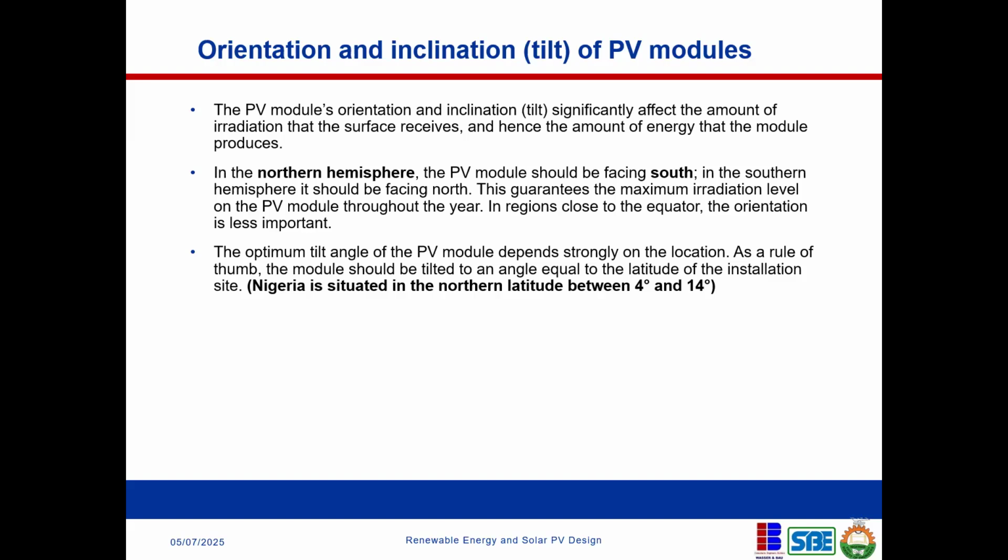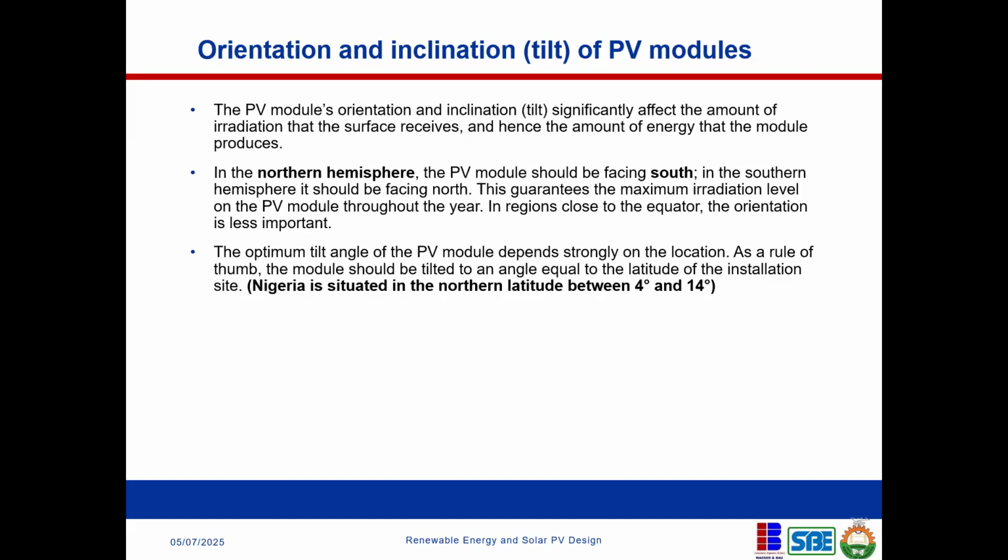So Nigeria is situated in the northern hemisphere, and the latitude of Nigeria, based on our location, is between 4 degrees to 14 degrees. That's our latitude. So what that simply means is that if you want to do PV installation in Nigeria, you can make it between this range, right? 20 degrees is still acceptable, but I don't know why it has to go beyond 20 degrees, okay?